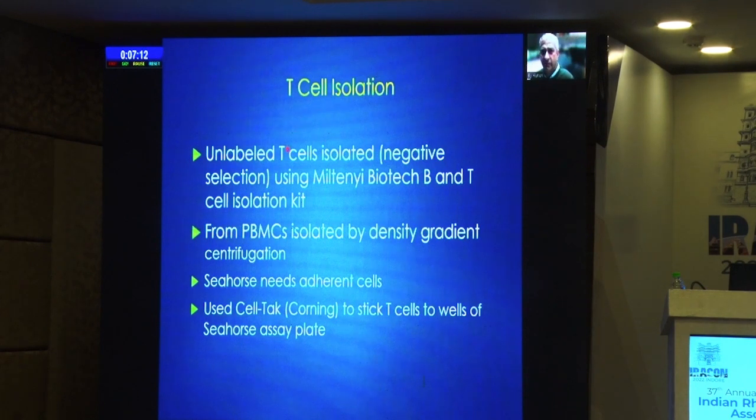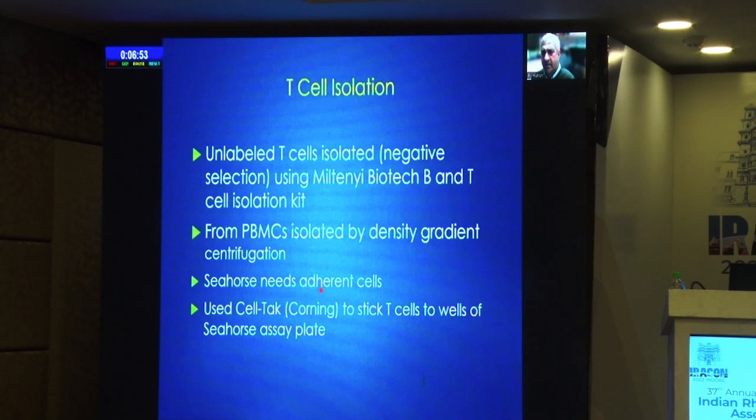We used T cells for this assay. The unlabeled T cells were isolated using the Miltenyi Biotec B and T cell isolation kit from PBMCs isolated by density gradient centrifugation from whole blood.